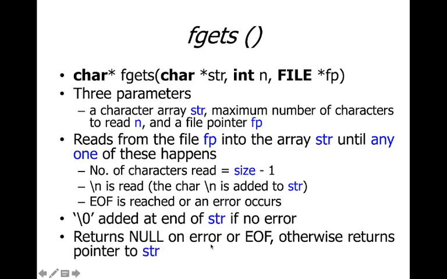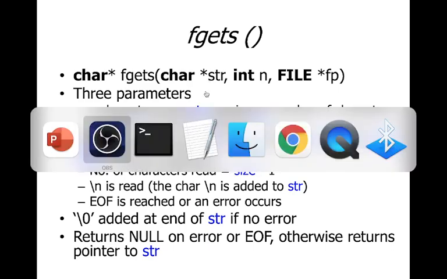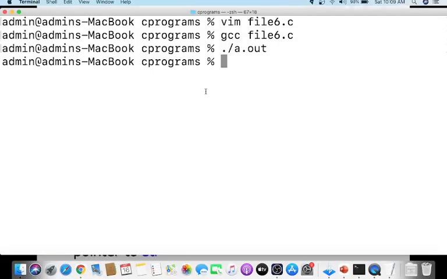It returns null on error or end of file. Otherwise, it returns a pointer to str, since a pointer should be returned. So we can read whatever is there and display it in the terminal also. We'll see an example.